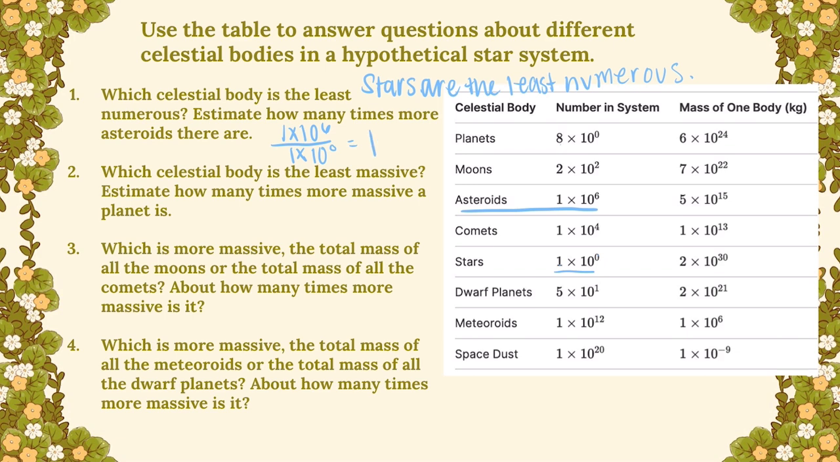And then we'll subtract the exponents since we're dividing, according to the quotient rule. And so that would be 1 times 10 to the 6. So that means there's going to be 1 million times more asteroids than stars.